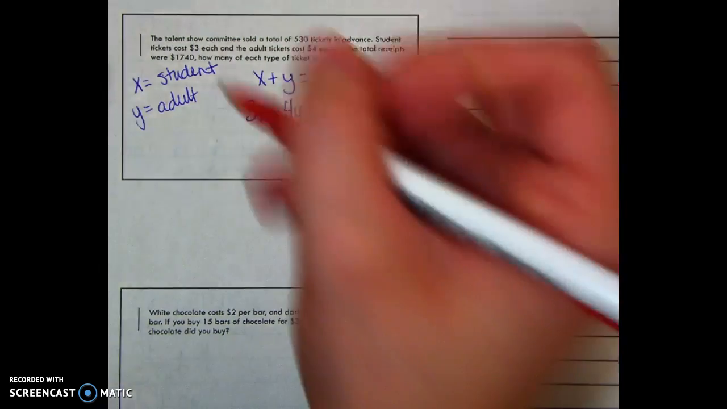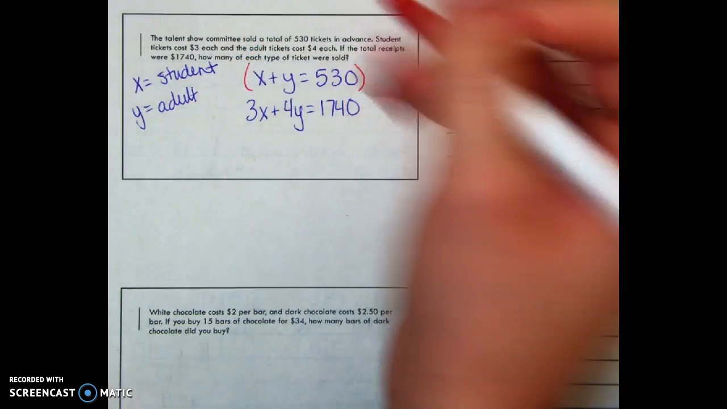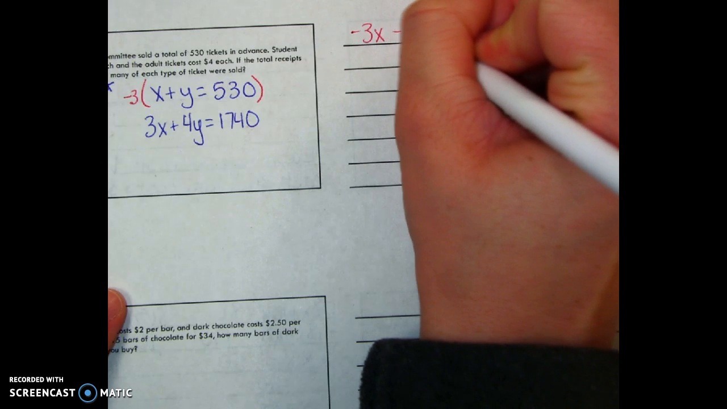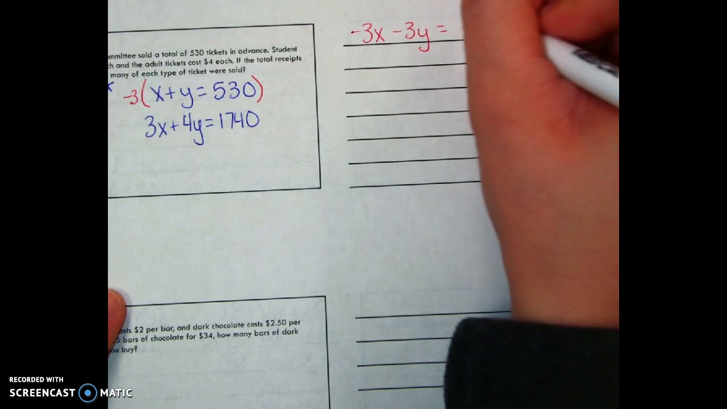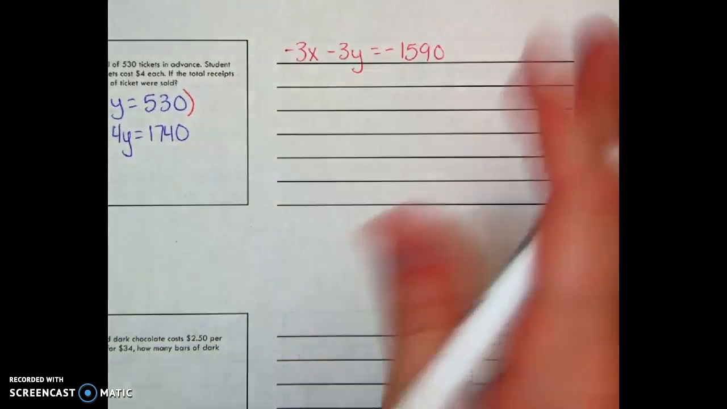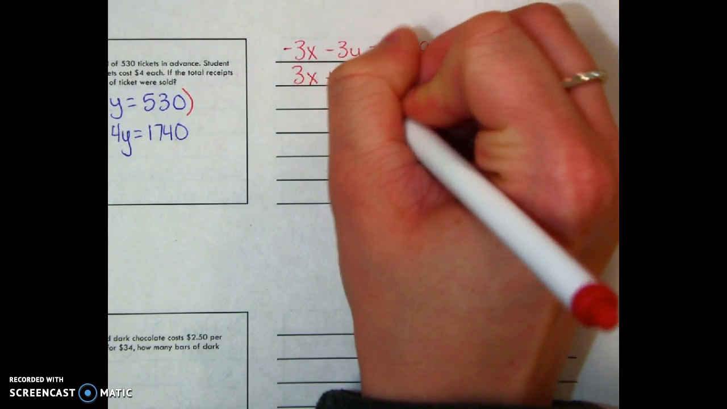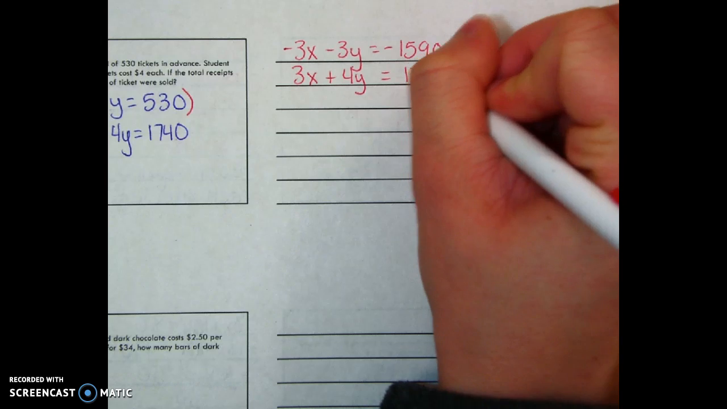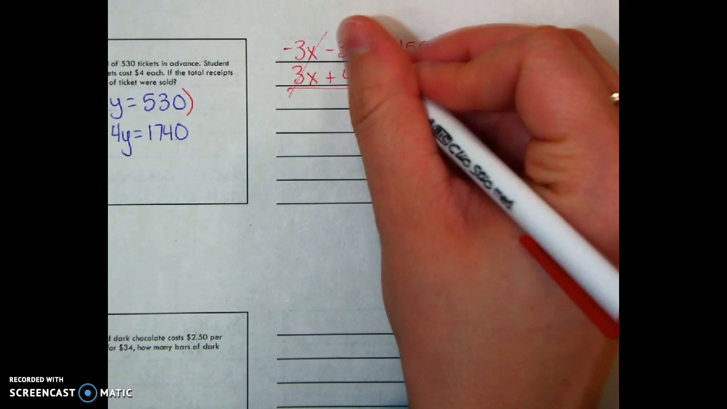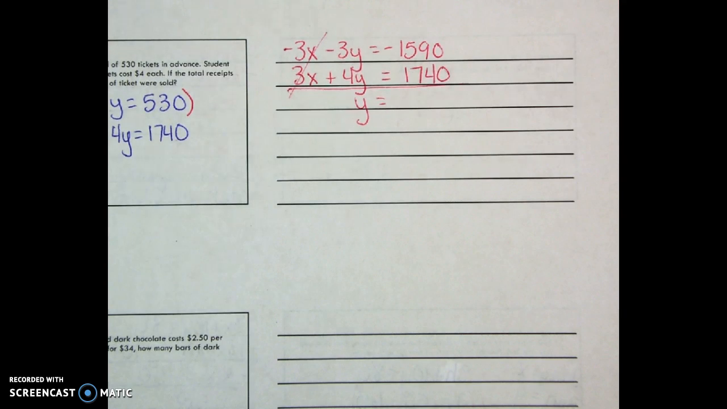Okay, so on this one, I'm going to use elimination, and I'll multiply it by -3. So -3x minus 3y equals -1590. 3x plus 4y equals 1740. These cancel out. See, that's y equals 150.